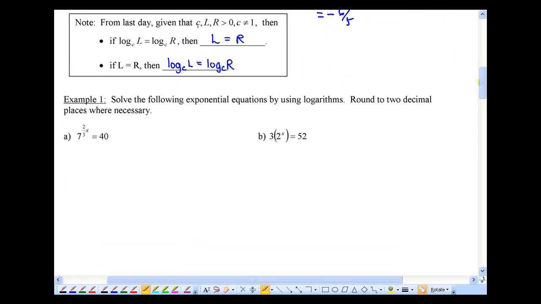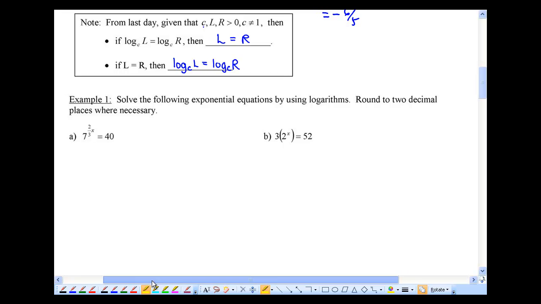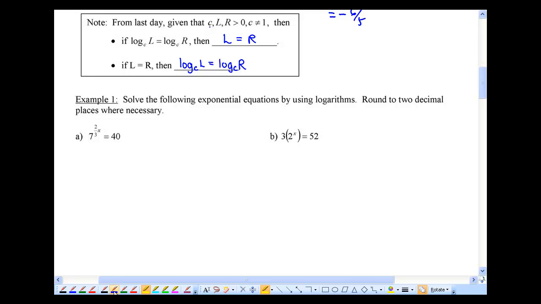So with example number 1 now, what I'd like to do is ask you to solve each of the following exponential equations, but this time, let's use logarithms to help us out. Alright, so let's take a look. Well, you can take log on both sides in this case. So if I take log of 7 to the power of 2/3 x, and that's equal to log 40. Okay, now I'm going to ask you to use the power law and bring this down. So 2/3 x times log 7 is equal to log 40.